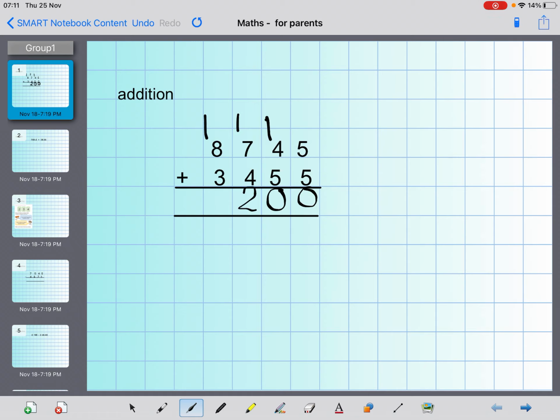And finally, 8 plus 3 gives me 11, add 1, 12. And now because I've got no digits left, I can simply put my 12 down. So my answer is 12,200.